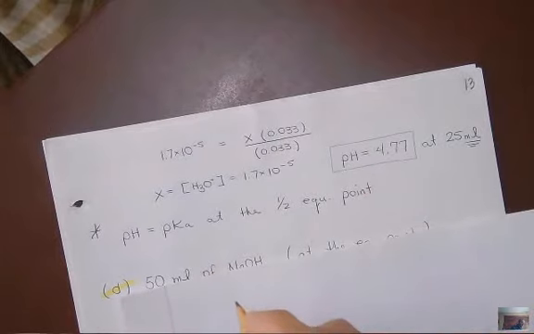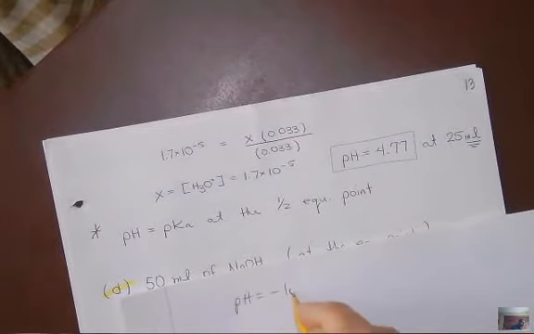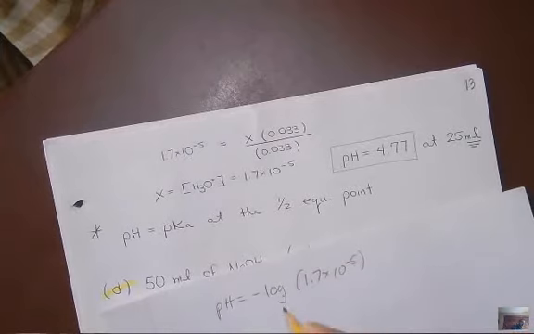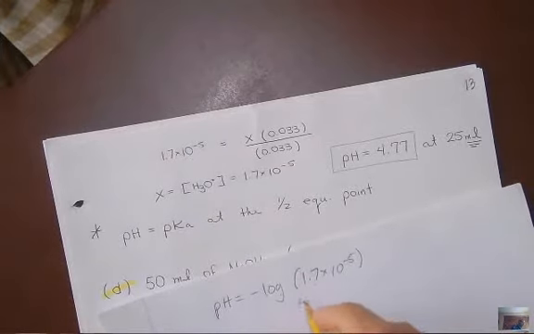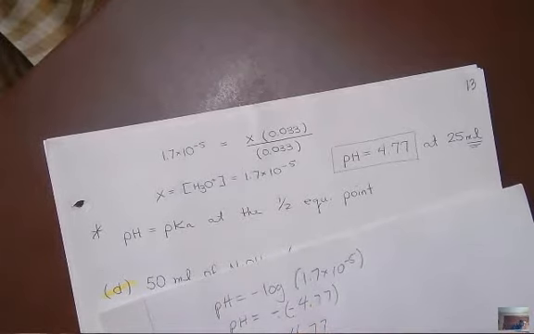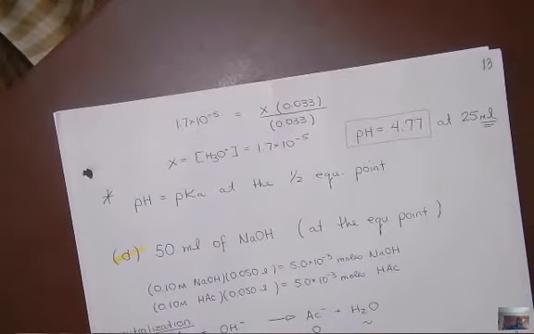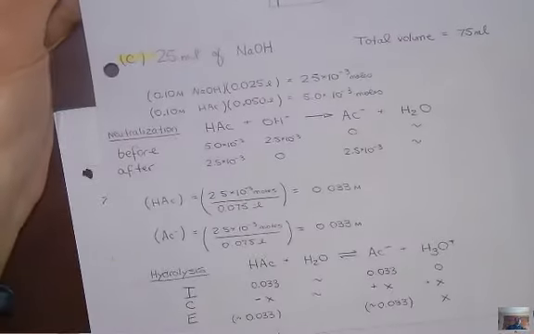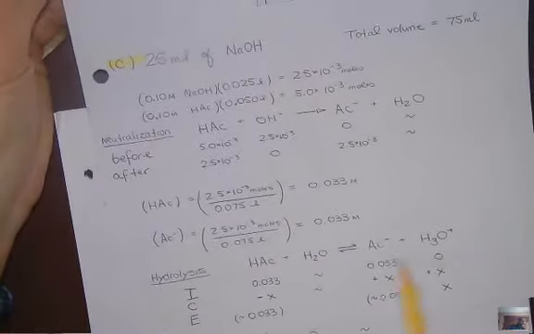So just to do that one real quickly, pH is equal to minus the log of 1.7 times 10 to the minus fifth. The log of 1.7 times 10 to the minus fifth will come out to negative 4.77. And then pH, negative times a negative is a positive, you're going to get 4.77. Okay, that's the third point. Special point called the half equivalence point.